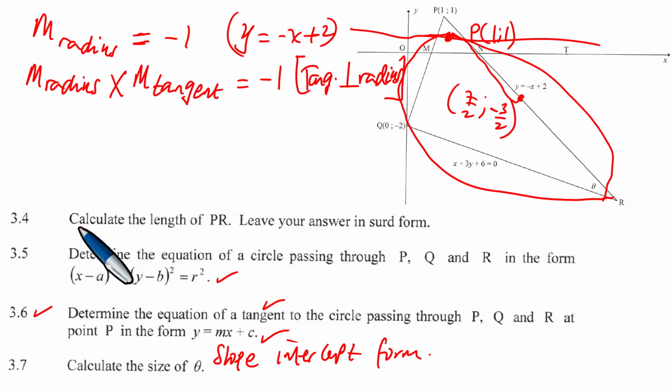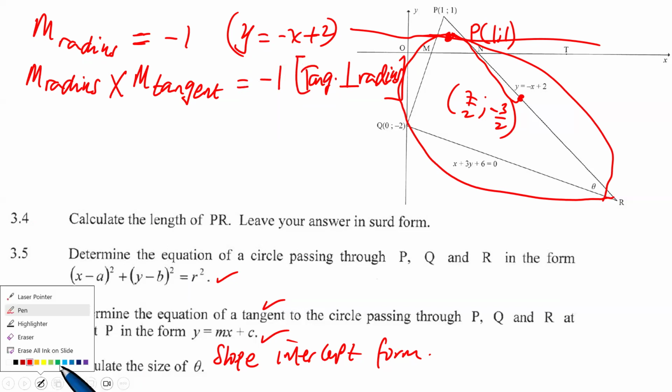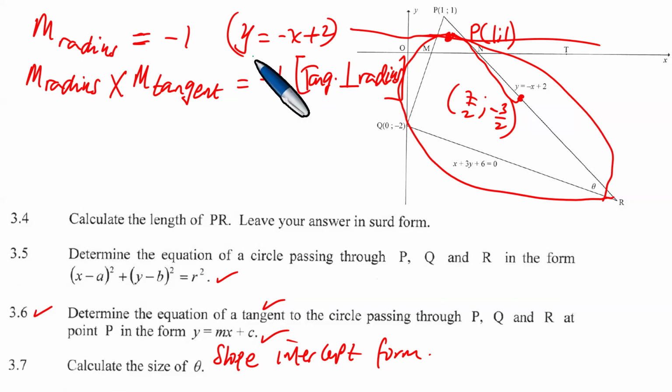So now we know already the gradient of the radius. Why? Because this is the equation, and in this equation we are able to see that it is coming from the slope-intercept form of the equation of a line, y equals mx plus c. Now look at this. The gradient is minus one there.